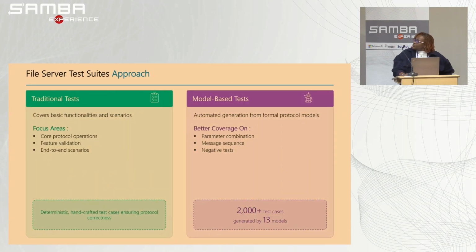So we use 2 complementary testing approaches. On the left, you can see our traditional tests, which are scenario-based. They're handcrafted and deterministic, and cover specific protocol requirements and edge cases. They follow a classic pattern: set up the preconditions, send a sequence of protocol messages, and validate the responses against the documented behavior. Think of them as the "I know exactly what should happen here" tests.